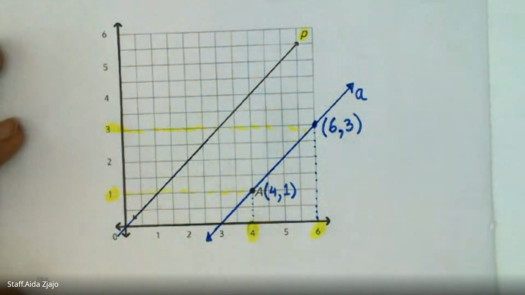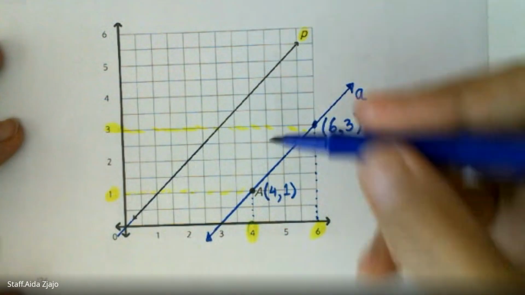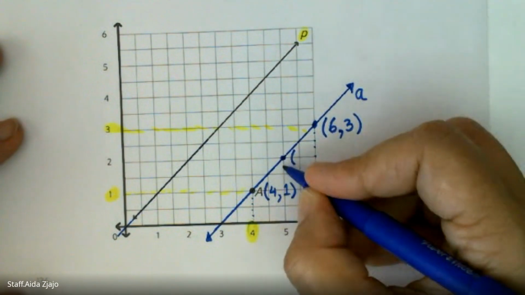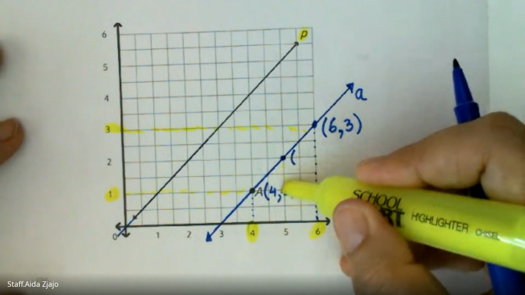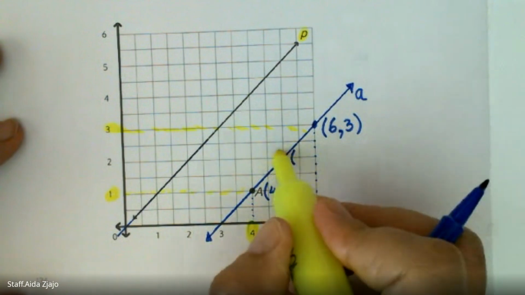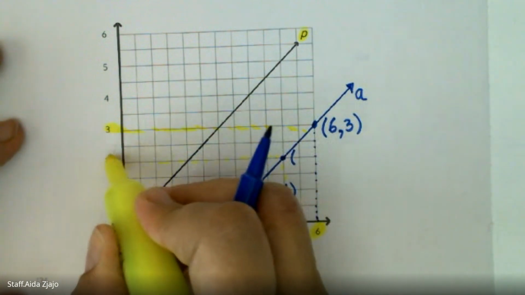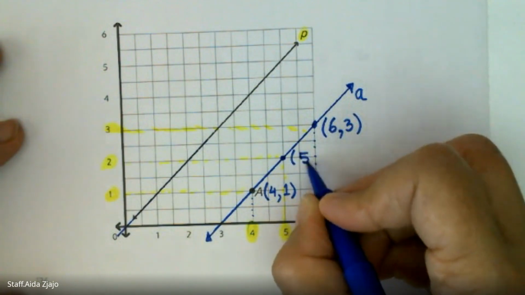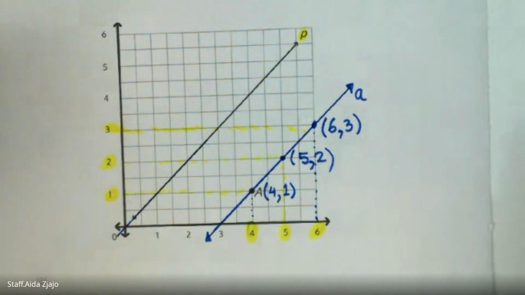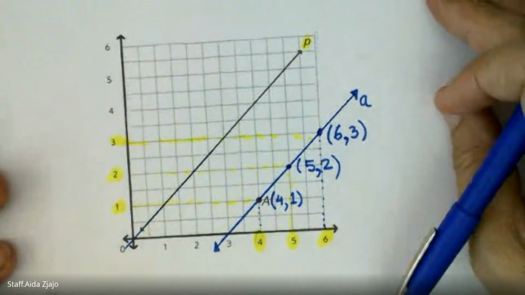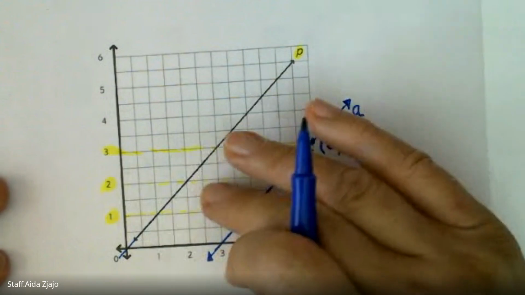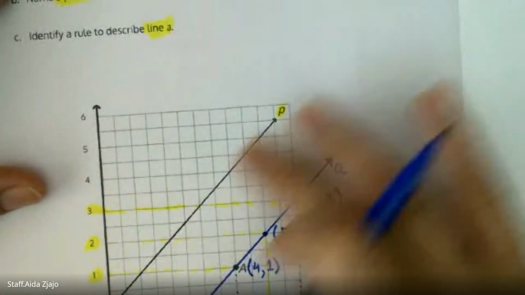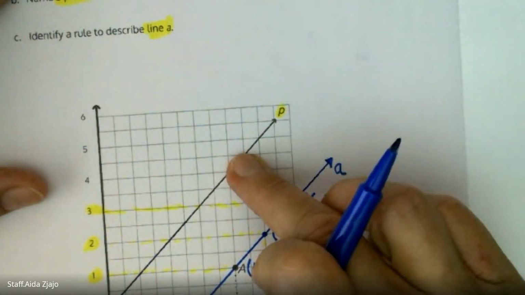If I take one more point, let's do the one in the middle. Let's take right there. So that is going down to the x-axis, that's 5, and going to the y is 2. So my point would be 5, 2. Okay. So if we want to find a point and say that the rule is the same on this one, x is the same as y.